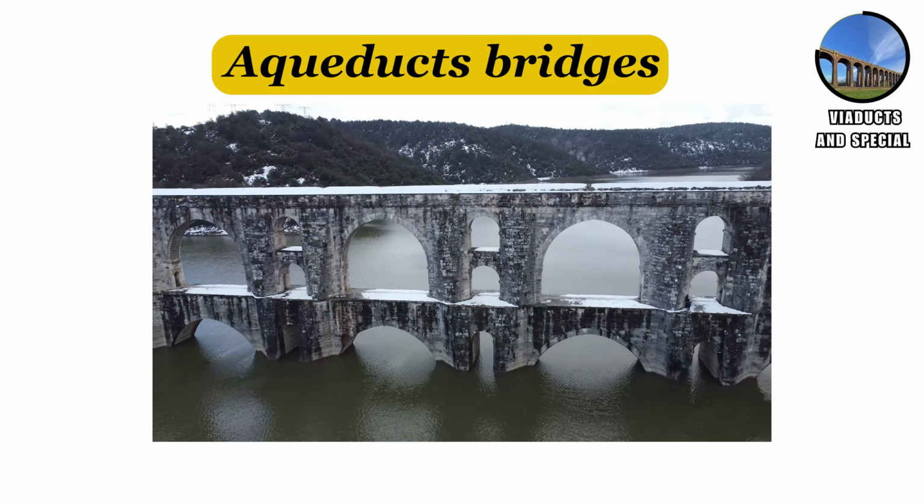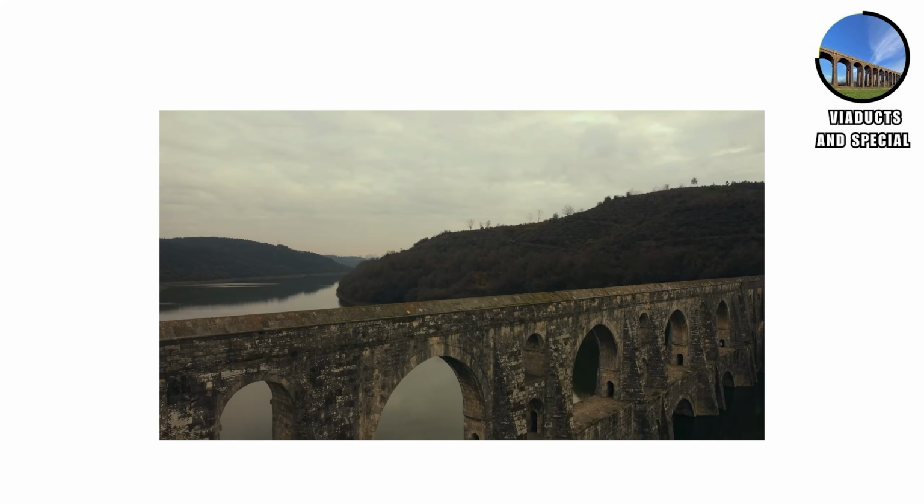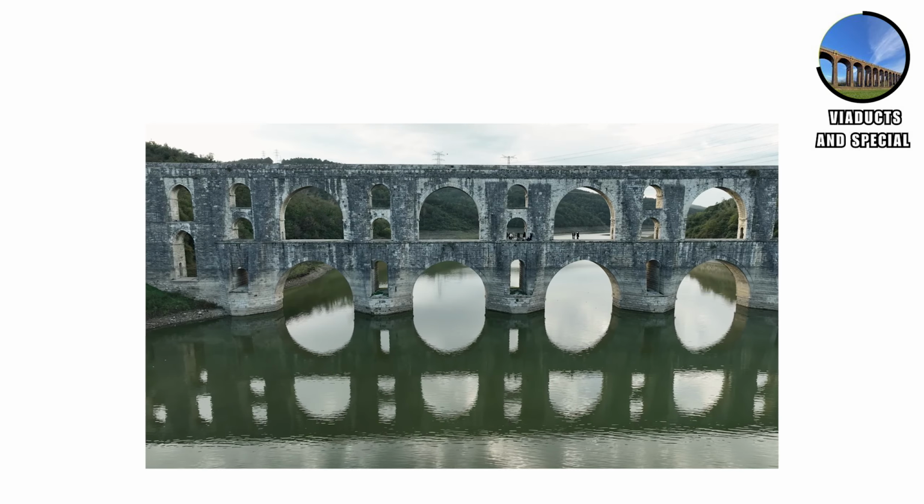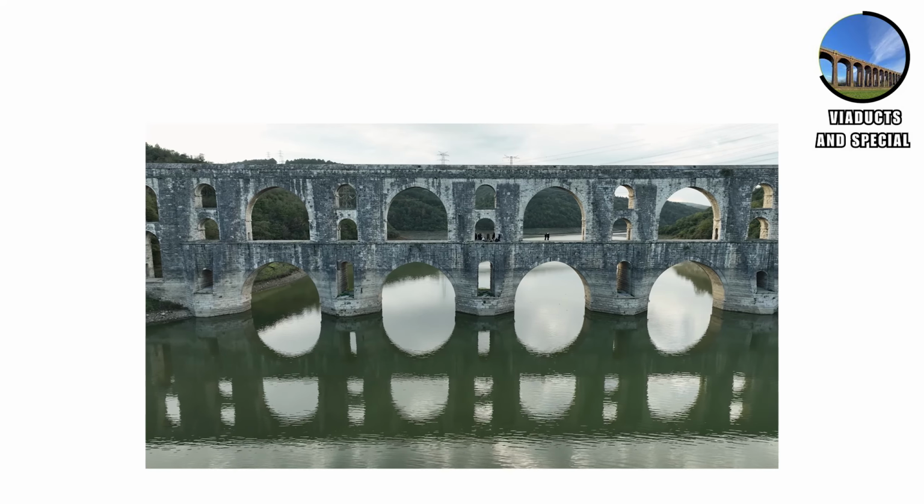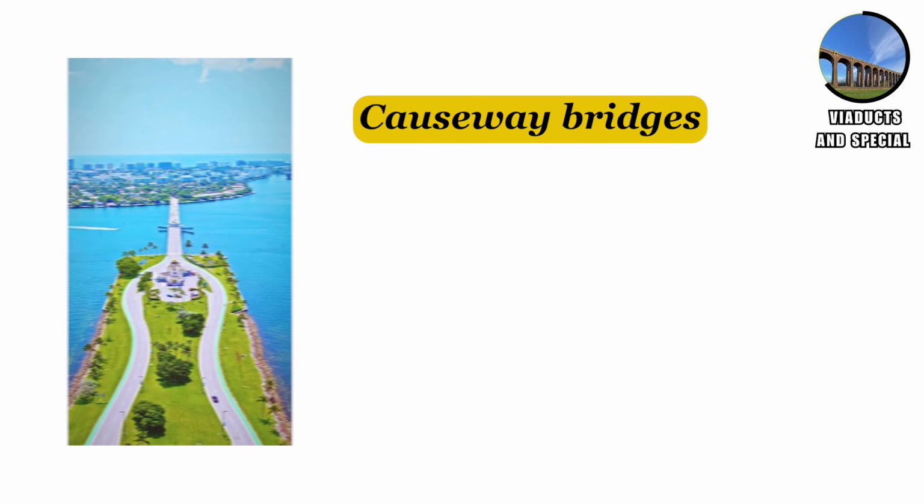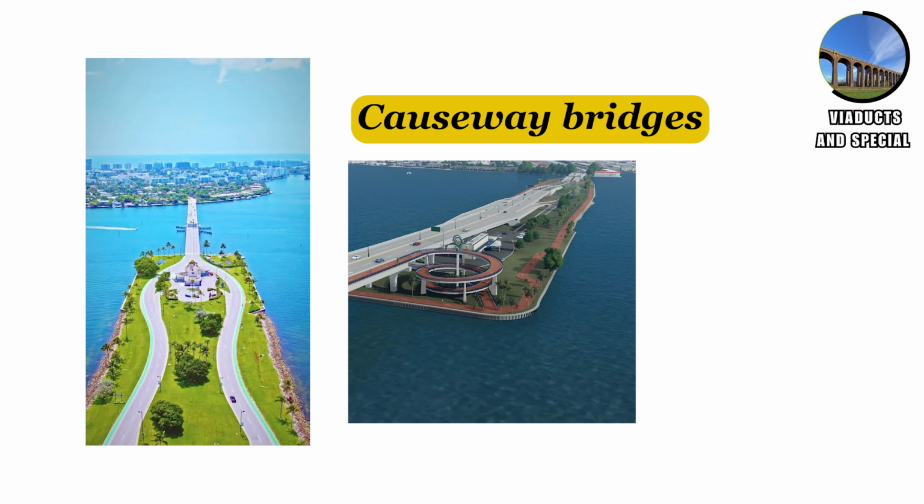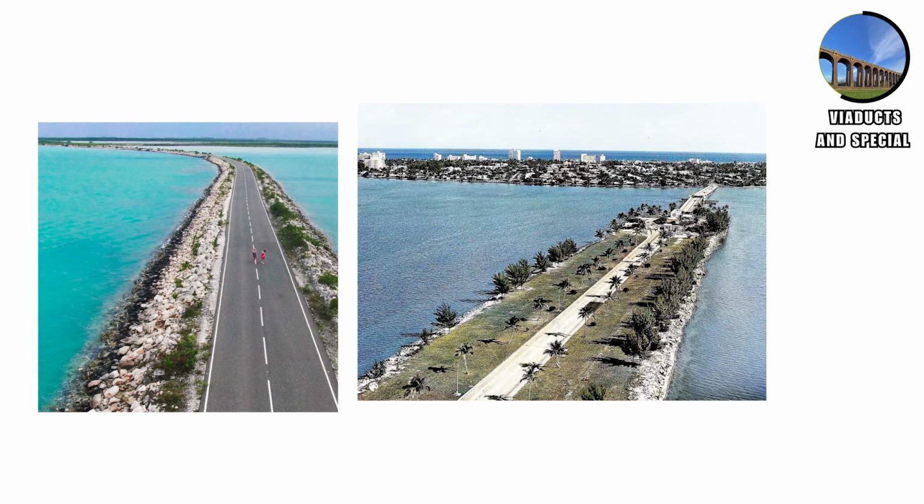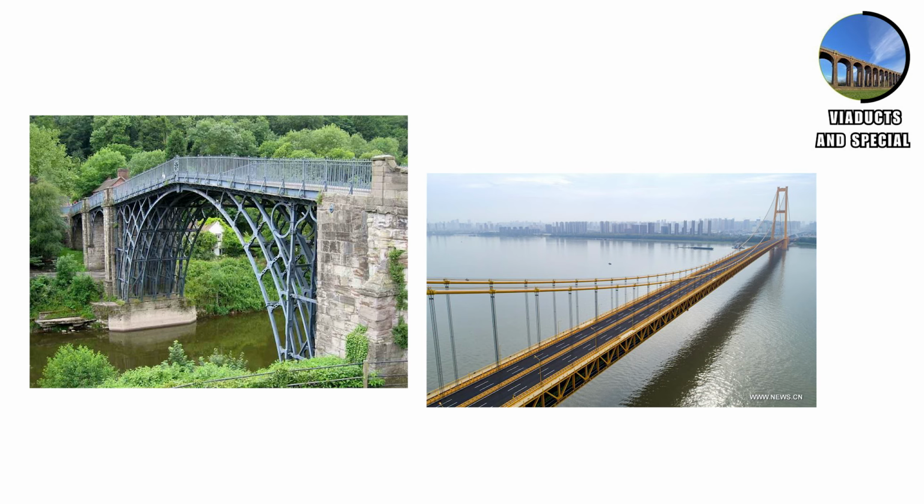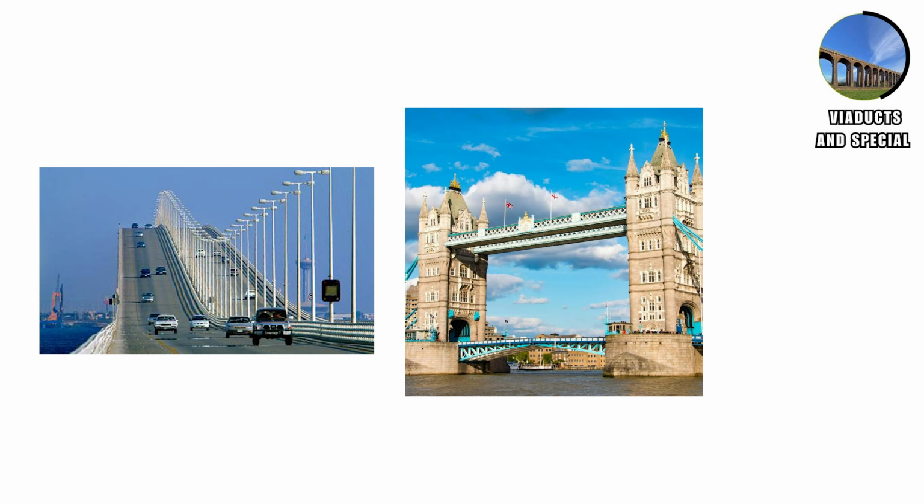Aqueducts are bridges carrying water rather than vehicular traffic, spanning valleys on multiple arches or piers with watertight channels, managing flow requirements distinctly from road bridges. Causeway bridges provide long crossings over water or marshland using continuous or nearly continuous fills with multiple support points. Without listing every bridge, there's no true way to list every type of bridge. There's too much nuance, creativity, and mixing and matching designs.